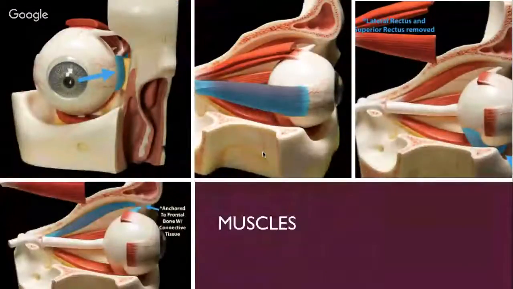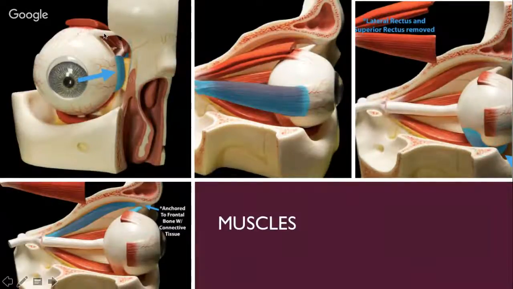Next is the muscles of the eye. We have the medial rectus, lateral rectus, and with the superior rectus removed, we can see the optic nerve here, as well as the superior oblique. From the anterior view, all you will see of the superior oblique is just the connective tissue that connects it to the front of the eye here. So if that's highlighted from the anterior view, you know you're looking at the superior oblique. And then down here we have highlighted the inferior oblique.